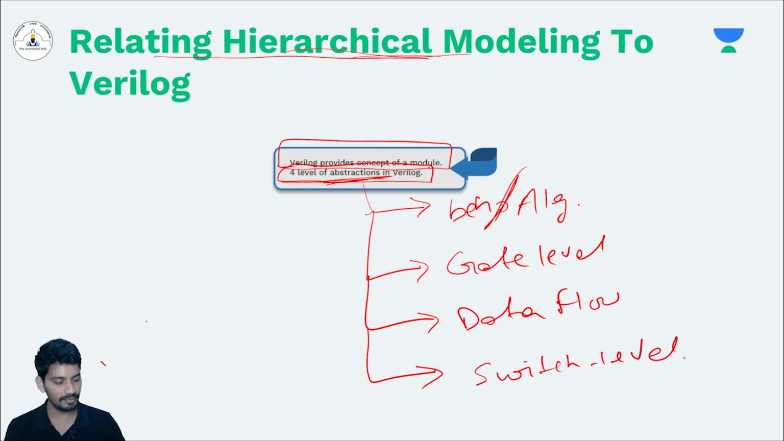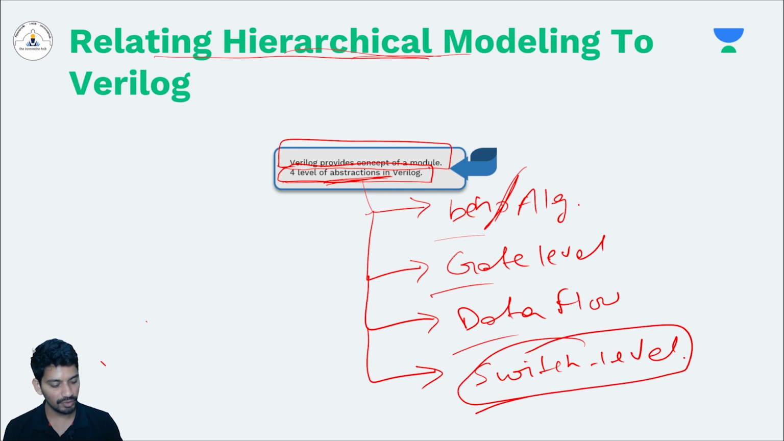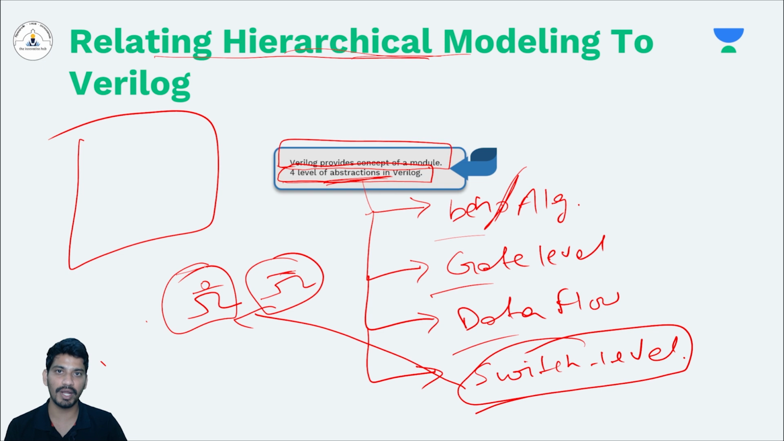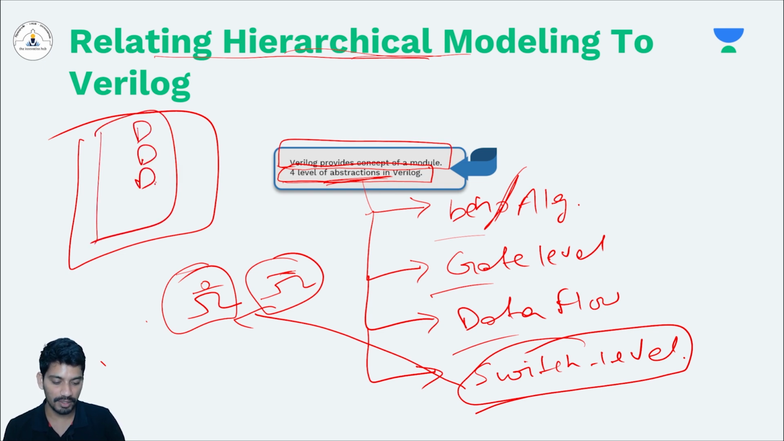Among these 4, which one is the lowest level of abstraction? The switch level, because you are defining the entire big circuit, like a decoder or a memory system, at just the MOSFET level, either PMOS or NMOS. Here you have control over the design, but this level is very difficult to write. To design a decoder, you will require so many gates, and to design each gate, you will require so many MOSFETs. So writing switch level is very complex, but you have control over your complete circuit.